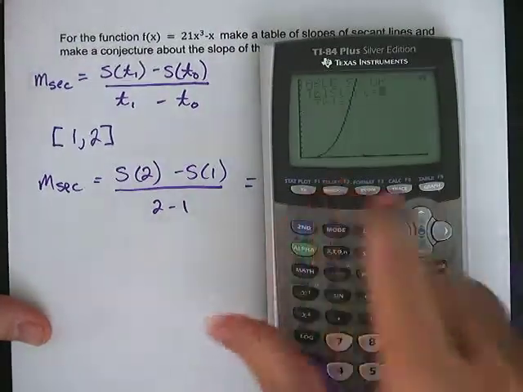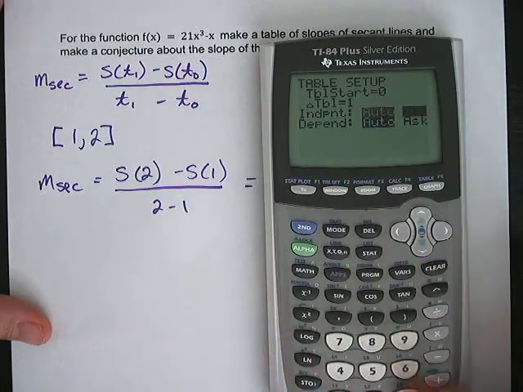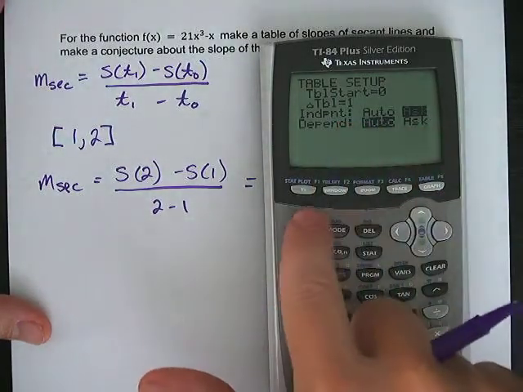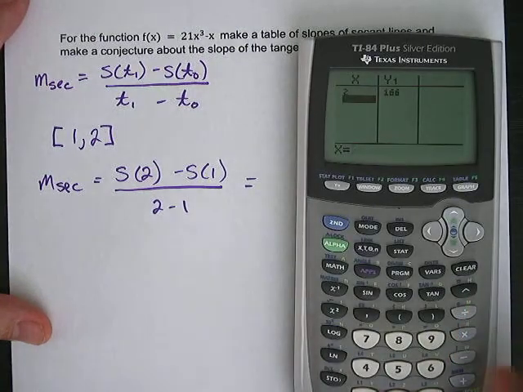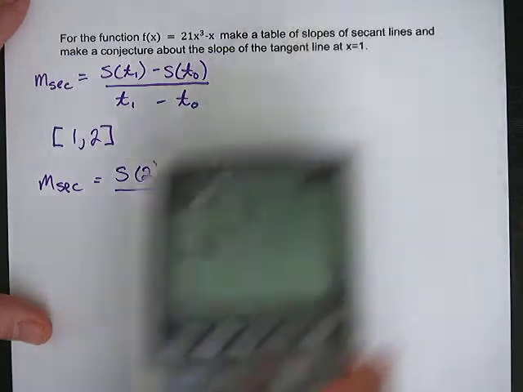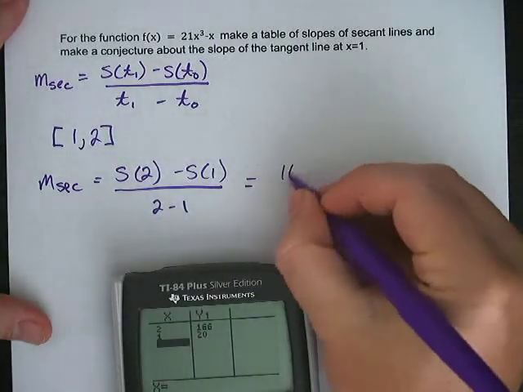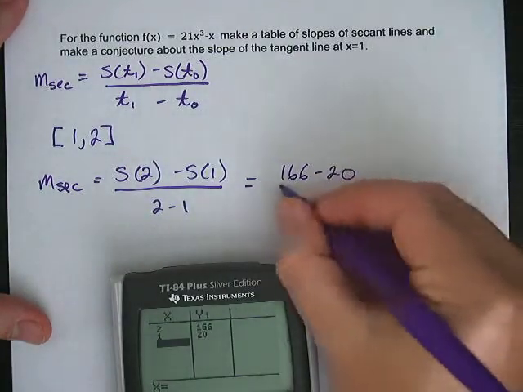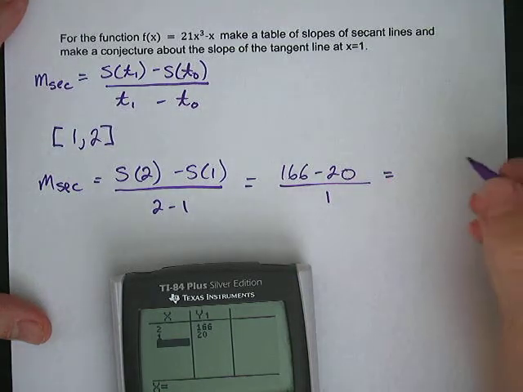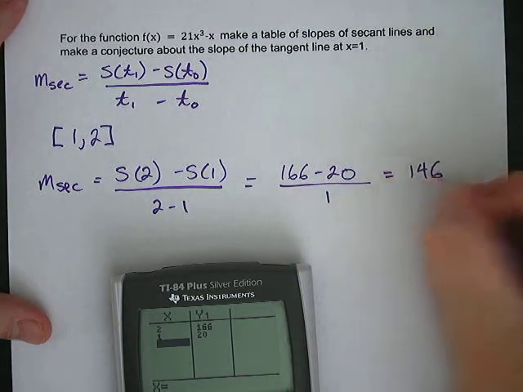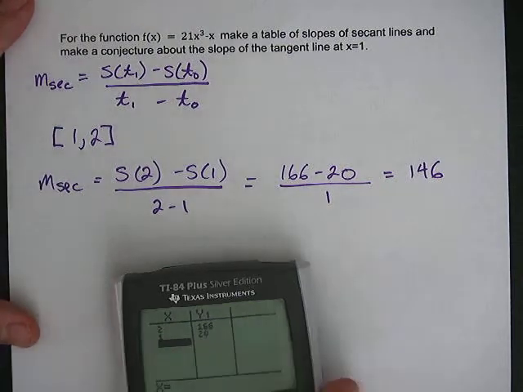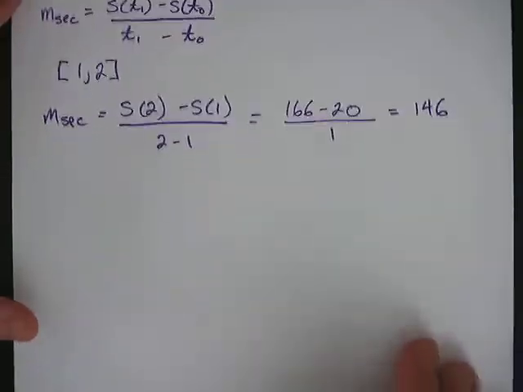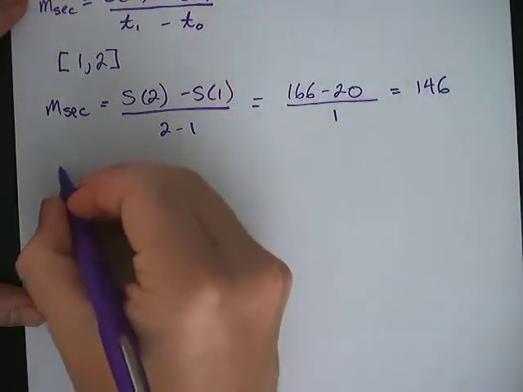Let's go to second window, and let's go down here and move that over to ask on independent, and then second graph brings up a blank table. Type in a 2, type in a 1, and we get those values, 166 and 20. So 166 minus 20 over 1, which is 146. Okay, so the slope between these 2 points, 1 and 2, is 146. It's a very steep slope.